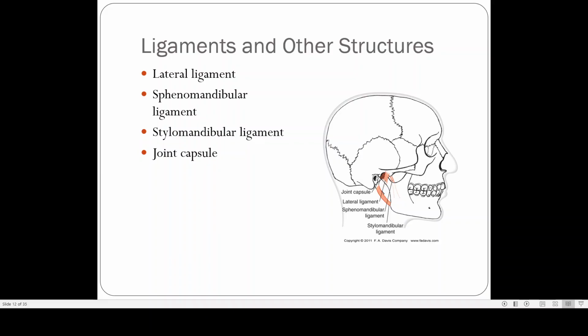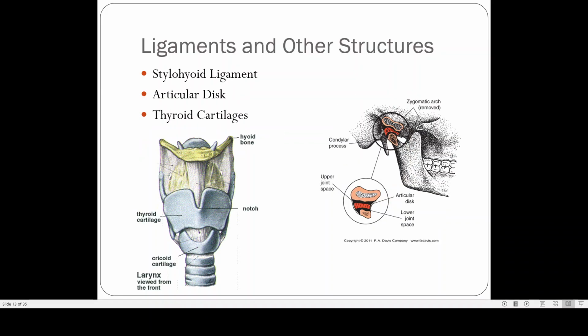And then our stylomandibular ligament is going to come off that styloid process, sort of below your ear area, down to the mandible. And we have a joint capsule in the area because it is a synovial joint. We also have the stylohyoid ligament, which helps suspend the hyoid from the styloid process. The articular disc that we talked about is located up in the TMJ area. Thyroid cartilages help provide support and structure to the anterior throat. The thyroid cartilages create the larynx and the various structures that we use for talking as well, but they're located below the hyoid bone.